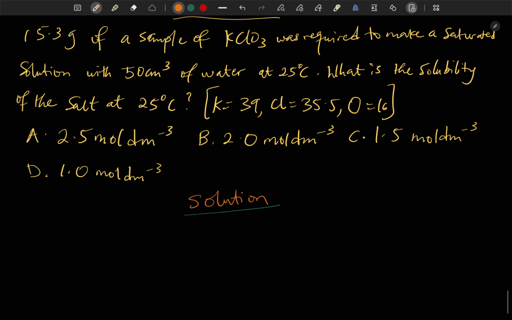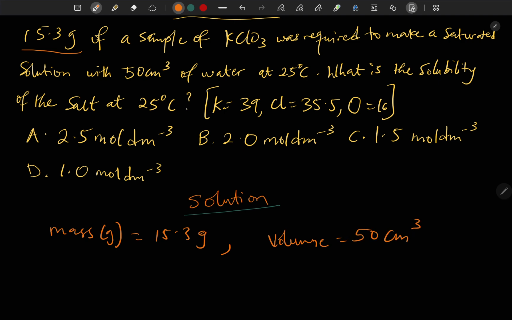Now, let's write out the given parameters, the known. Here, we were given 15.3 grams of a sample of potassium trioxochlorate(V). So we have the mass in gram is equal to 15.3 grams. It was used to make a saturated solution with 50 cm³ of water. So we have the volume of the solution, which is 50 cm³.